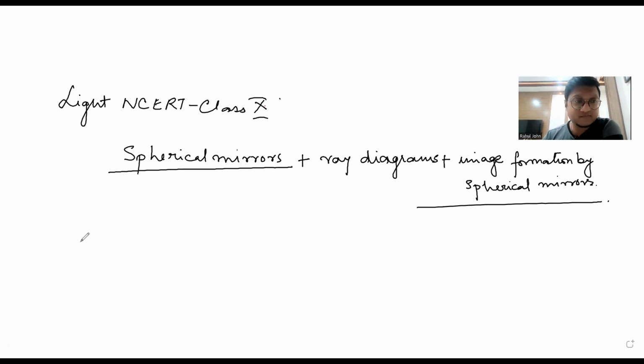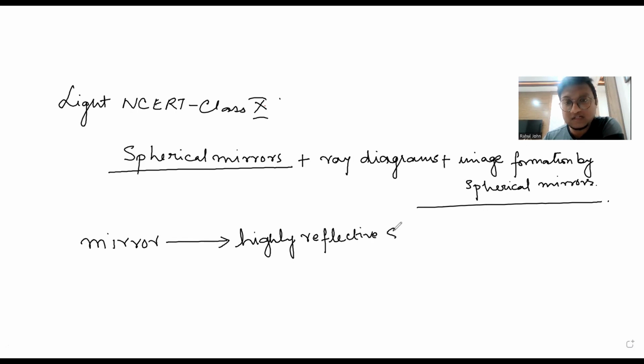So first of all, we have been hearing this word mirror. What is a mirror? A mirror is basically a highly reflective surface, right? Now, then you would ask me what is a reflective surface or what is reflection?